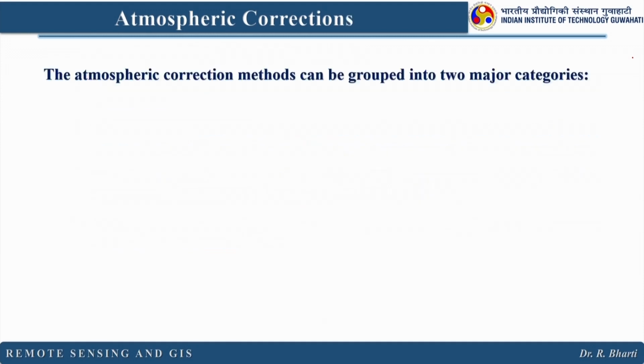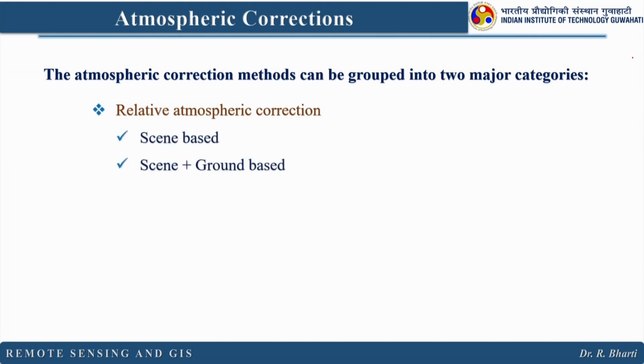So, the atmospheric correction methods can be grouped into two major categories. First one is relative atmospheric correction, where we have scene based and ground based.